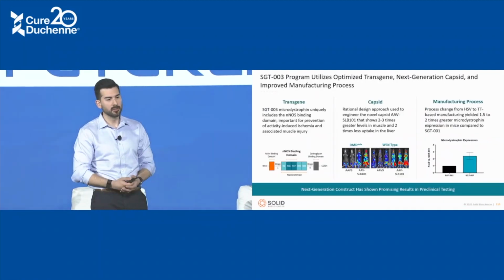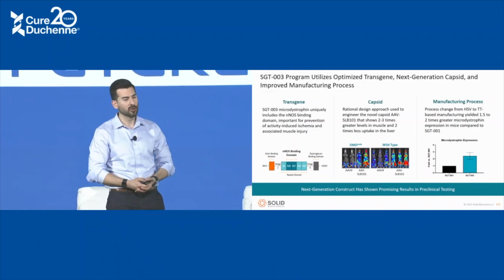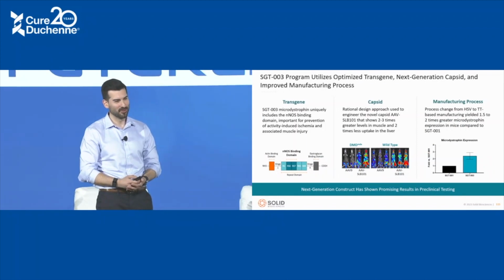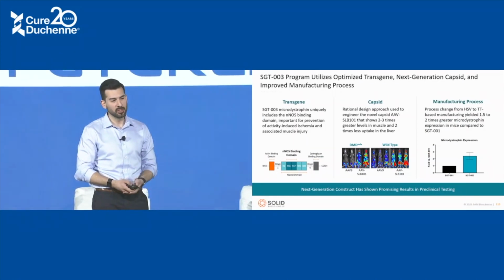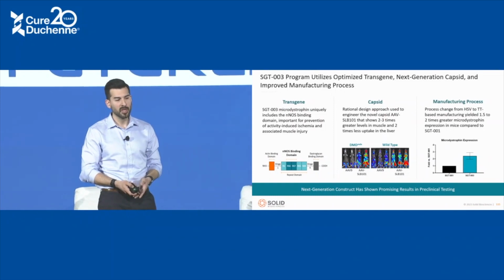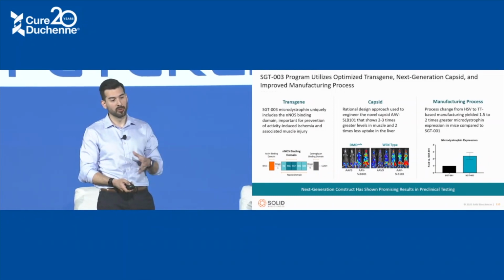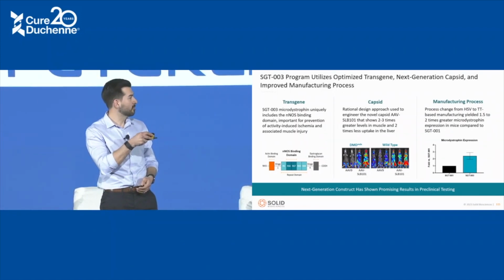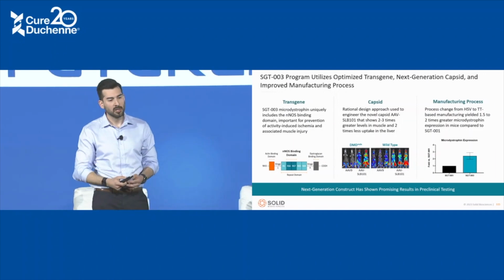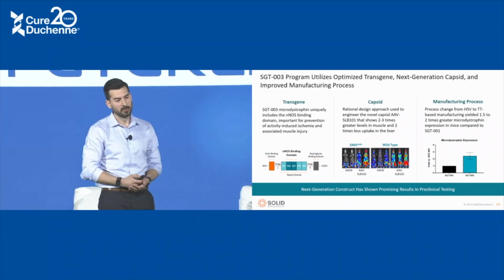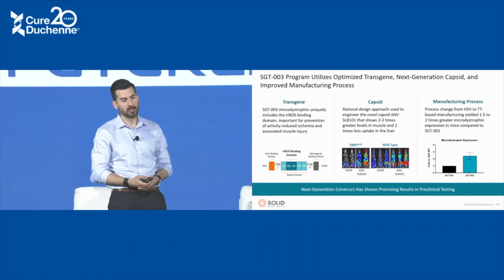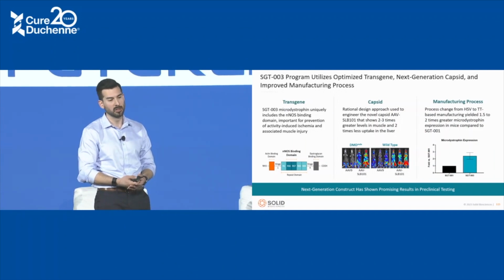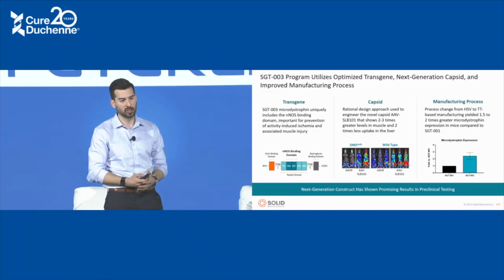And so, all of that put together, this program, which is SGT-003, is currently in IND-enabling studies to hopefully move into the clinic as soon as possible. It utilizes the optimized transgene that we used for our SGT-001 program. Carson did a great job of outlining the different ones. Unique to ours is the inclusion of this nNOS binding domain, R16, R17, which we've seen is able to restore nNOS, neuronal nitric oxide synthase, to the membrane, something that could be important for preventing activity-induced ischemia, for potential additional protection of the muscle.